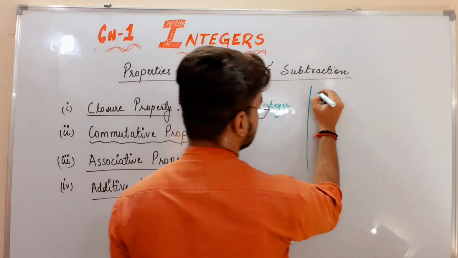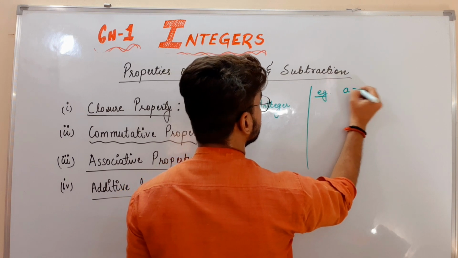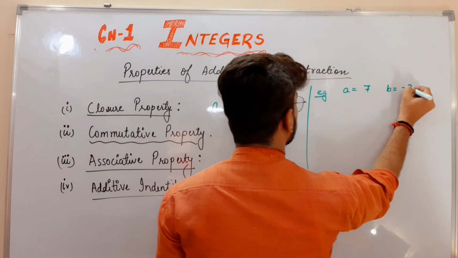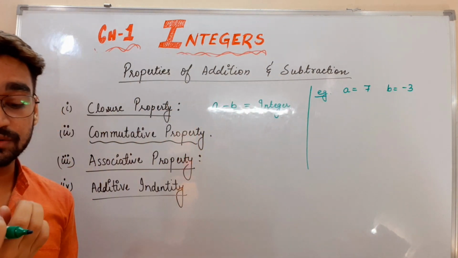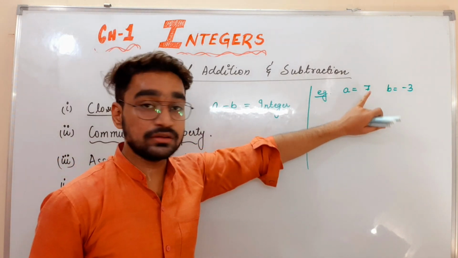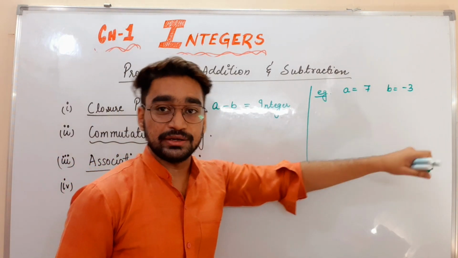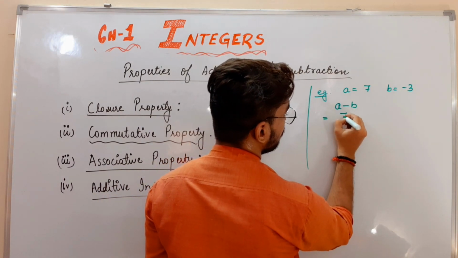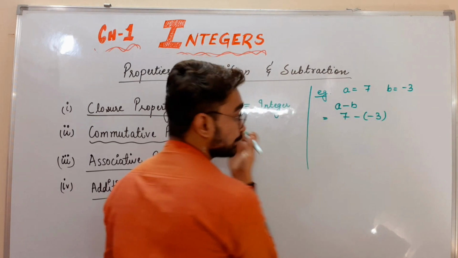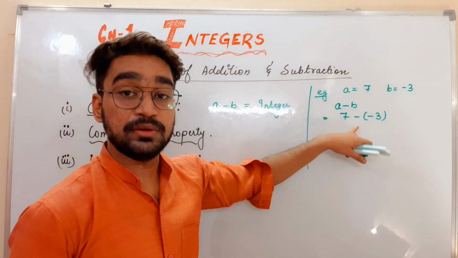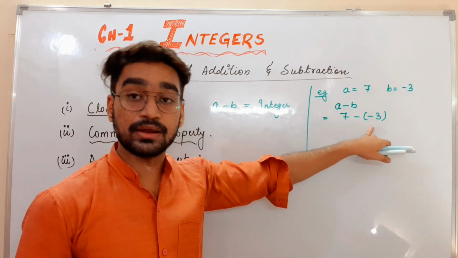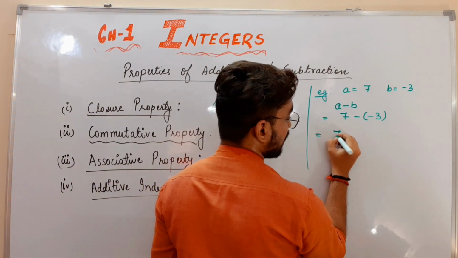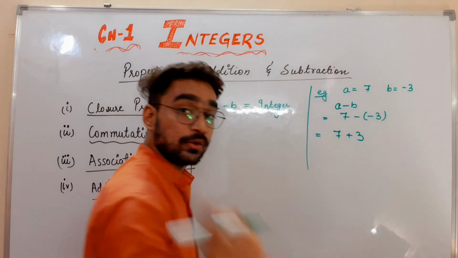Example: a will be equal to 7 and b will be equal to minus 3. 7 is an integer, and minus 3 is also an integer. So a minus b will be equal to 7 minus (minus 3). We know that if two minus symbols come together, one outside the bracket and one inside, minus minus always becomes plus. I have told you in my previous videos also. If you want, you can go and check it.